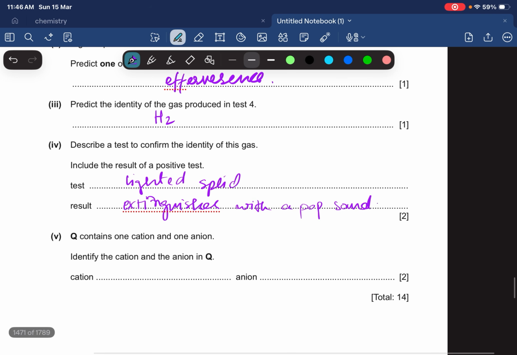Q contains 1 cation and 1 anion. Identify the cation and the anion in Q.